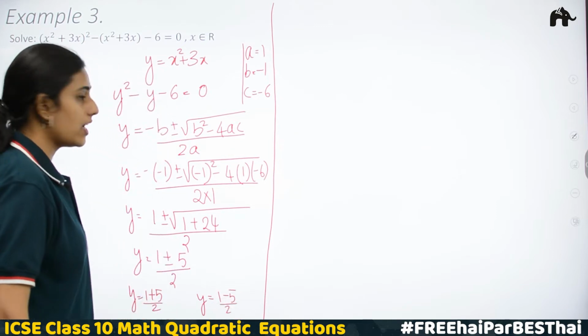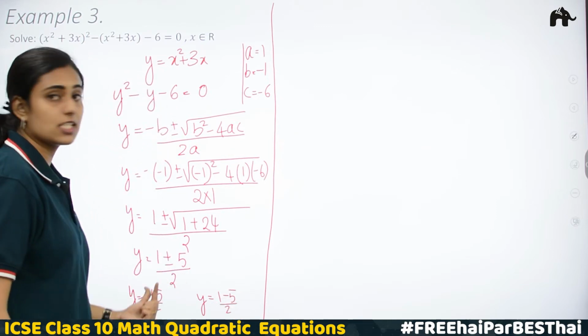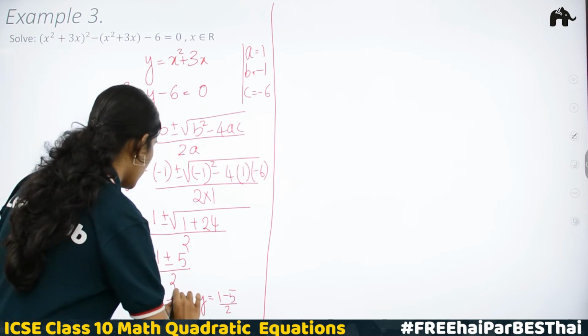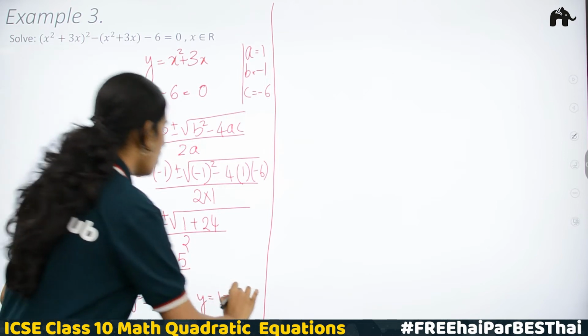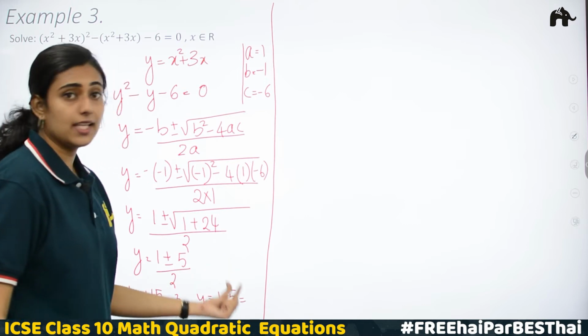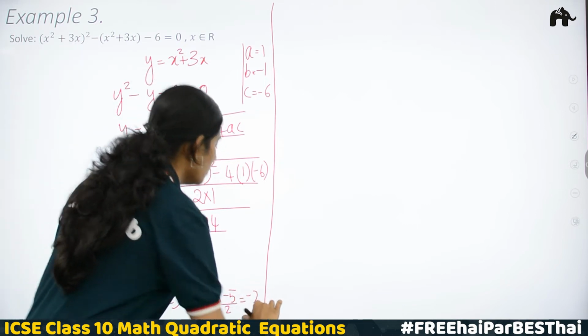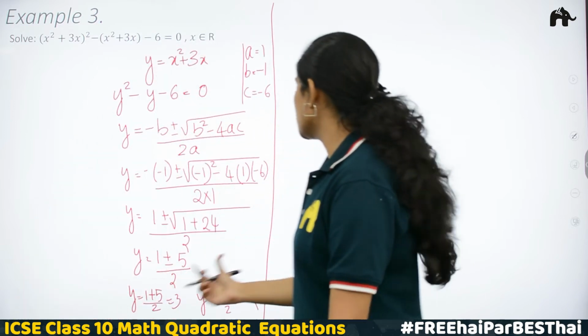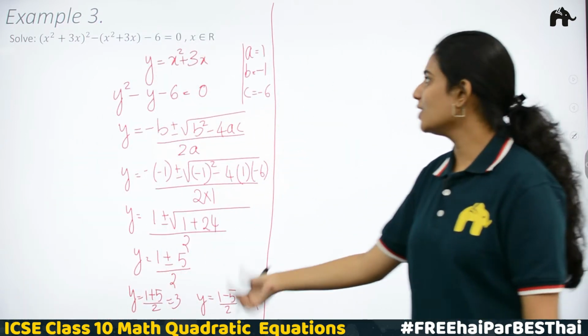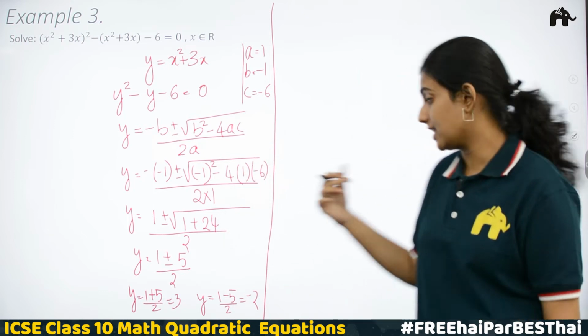What is (1 + 5)/2? 1 plus 5 is 6, 6 by 2 is 3. The value of y is 3, or the value of y is (1 − 5)/2, which is −4 by 2, that is −2. We got two possible values of y. Is this enough? We need to find the values of x.